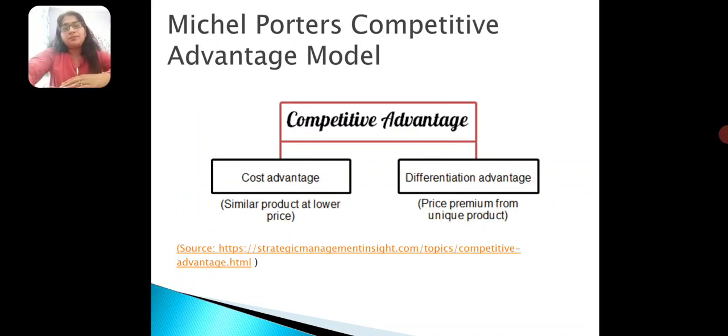Then Michael Porter has come up with a competitive advantage model. According to him, a business organization can achieve competitive advantage in two different ways. They can have this edge in the market, superiority among the competitors, or the best performance compared to the industry average, in two dimensions. The first dimension is that they can have a cost advantage position, or they may enjoy a differentiation advantage position. Let's see what this cost advantage and this differentiation advantage are.